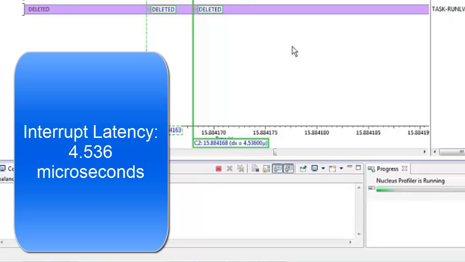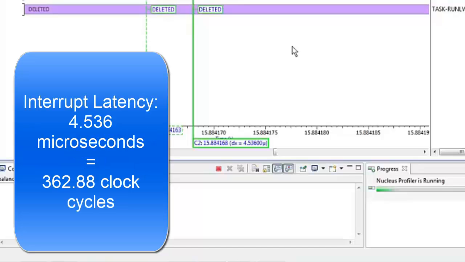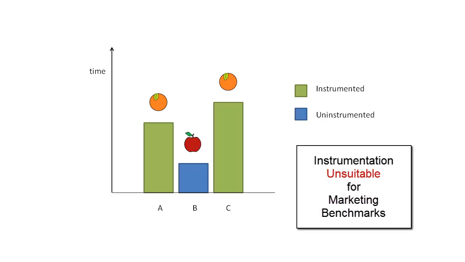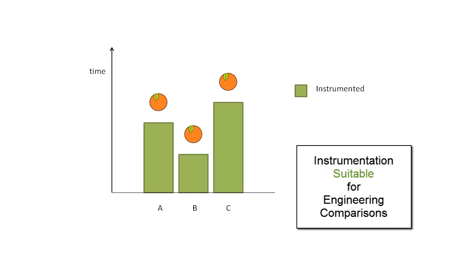As a point of reference, the system clock on Stella's microcontroller runs at 80 MHz, meaning a clock cycle lasts 0.0125 microseconds. Therefore, the interrupt latency measured lasted nearly 363 clock cycles. Instrumentation does have an effect on overall interrupt latency, making this measurement method unsuitable for generating interrupt latency marketing benchmarks. However, these sorts of measurements allow engineers to compare candidate platforms for workload suitability and achieve desired performance targets.